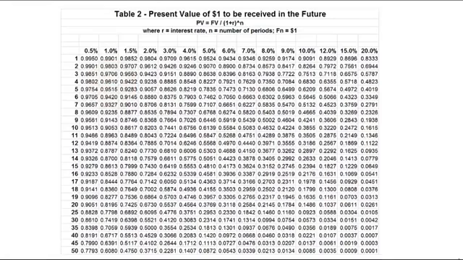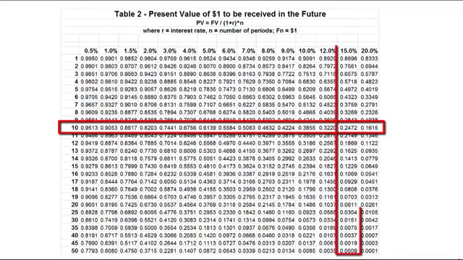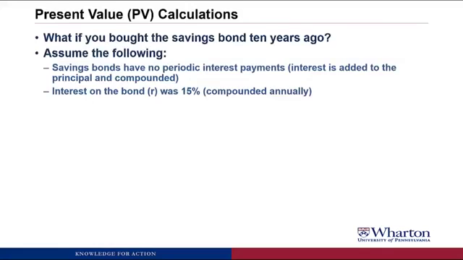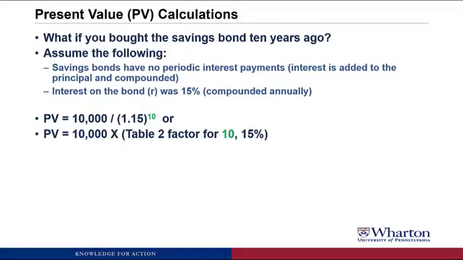So if we're using the table, we need to go down to the 10-year row and then across to the 15% column. The intersection is 0.2472, so that's the factor we would use if we were going to use the table. If you wanted to use the equation, then its present value equals the future value of 10,000 divided by 1.15 raised to the 10th power, or 10,000 times that 0.2472 factor that we saw in the table, which gives us a present value of 2,472.